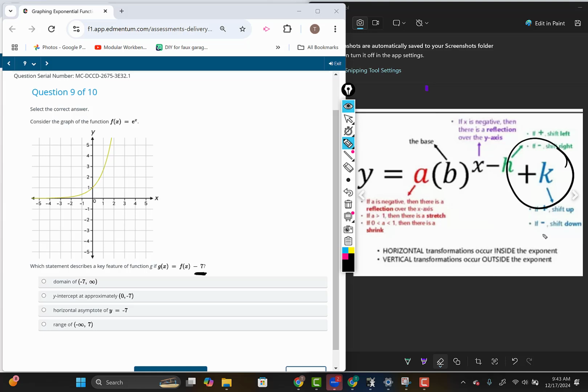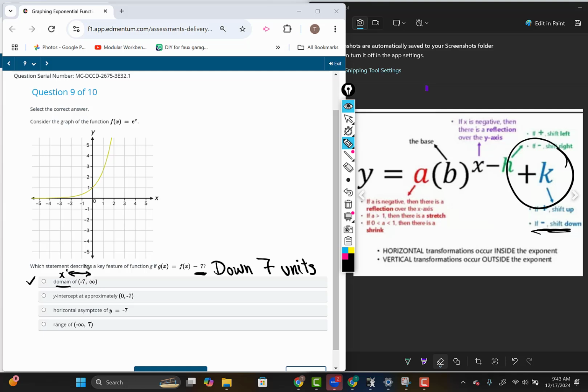And it tells us here, if it's negative, we're going to shift down. So this is just going to take the original function and shift it down 7 units. So let's keep that in mind and go through each answer choice here. So let's start with domain of negative 7 to infinity. So negative 7 to infinity domain refers to the x values. And x values go left and right.